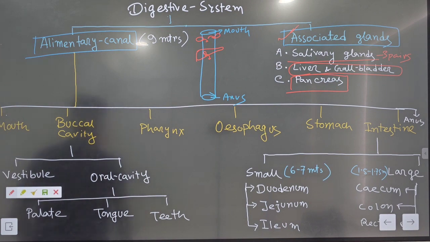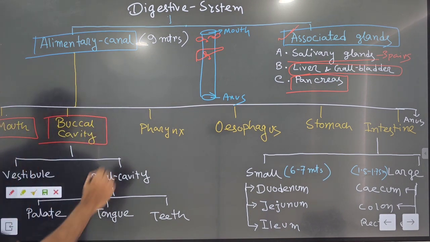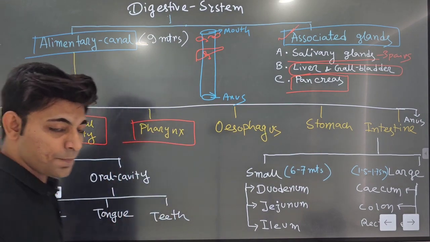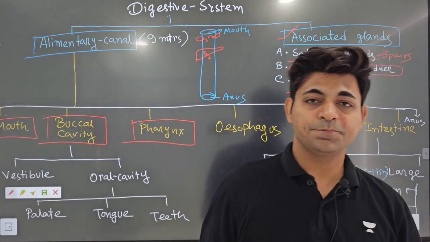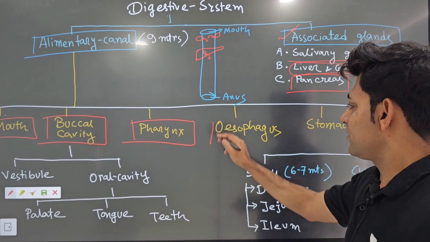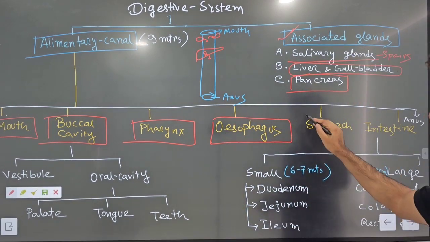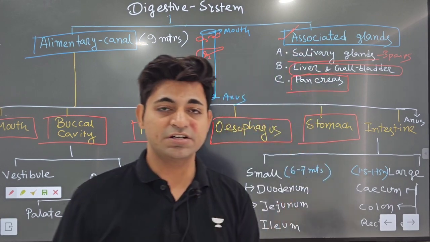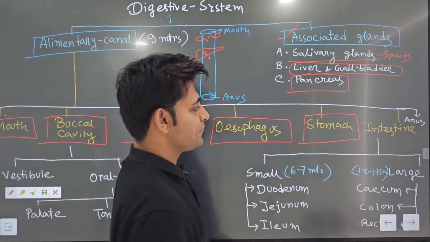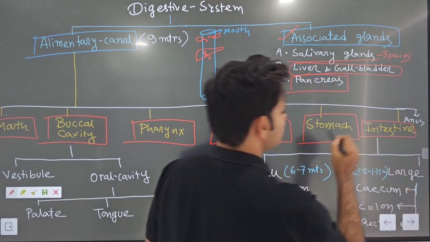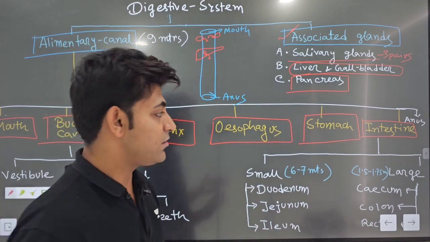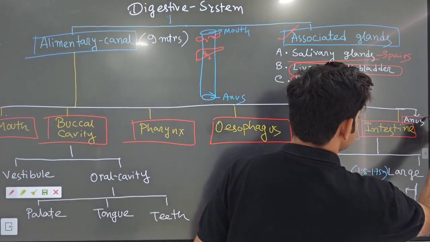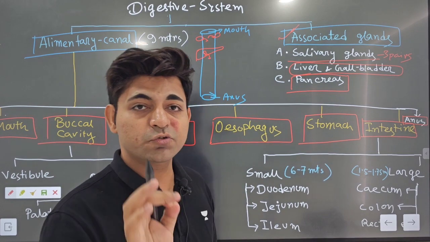Now, the alimentary canal has a few parts called mouth, buccal cavity, pharynx, the junction of our respiratory tract and digestive tract, esophagus, the food pipe, stomach, where food is stored for 4 to 5 hours and partial digestion of protein takes place, and intestines, small intestine and large intestine, and ultimately the last part is the anus through the anal canal.